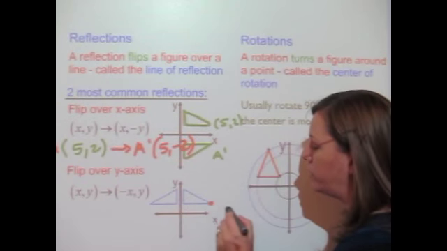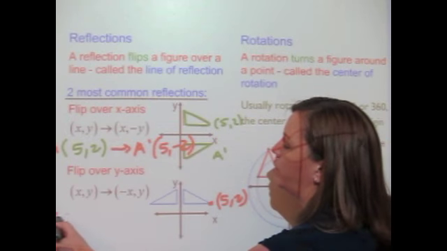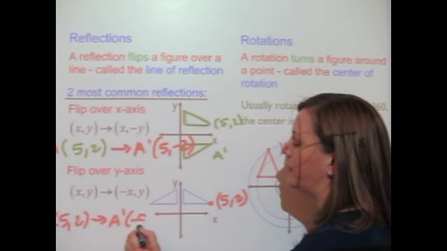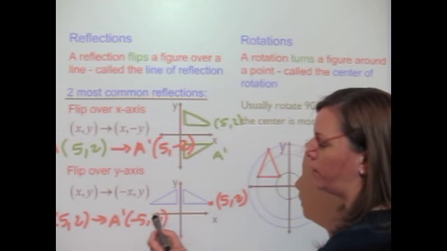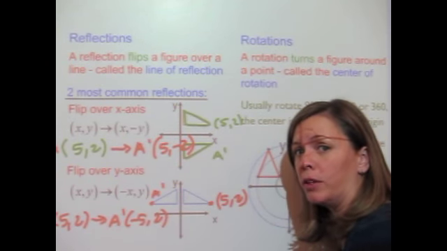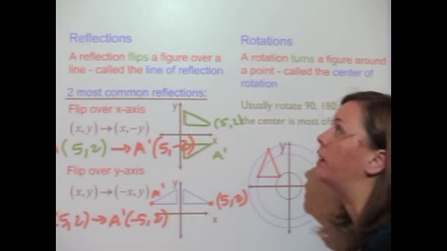So again, if we had this coordinate, 5, 2, we called that point A, it would go to the point -5, 2. And you can see if you count back 5, up 2, that's in the right position. That would be your A prime. So worry about those 2 reflections, I think, and you'll be fine.